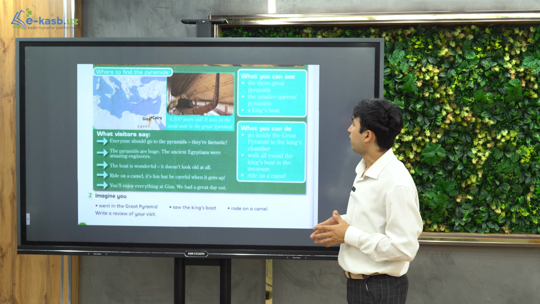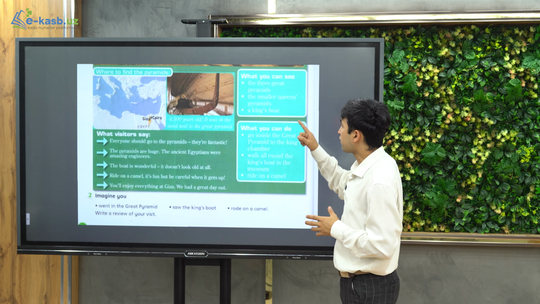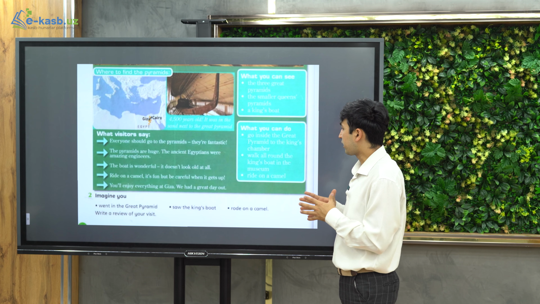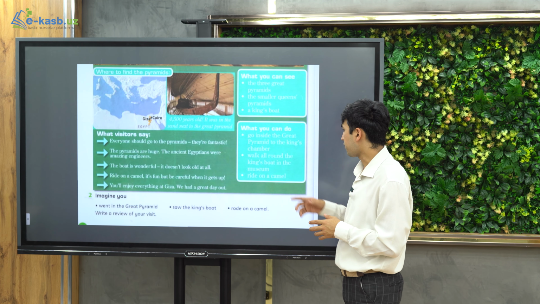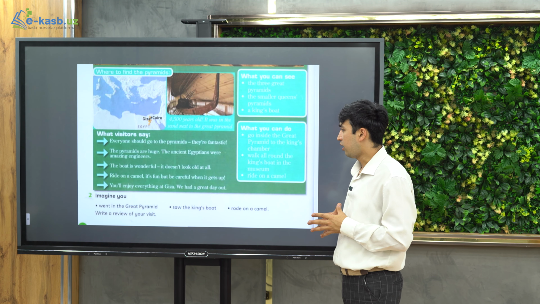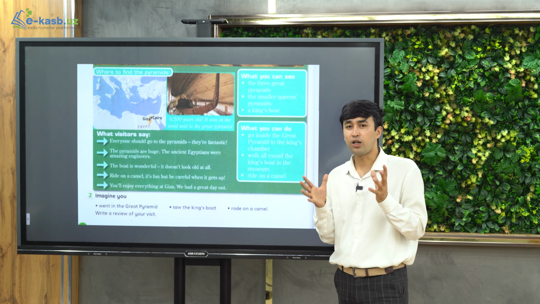What you can see: the three great pyramids, the smallest queen pyramids and a king's boat. What you can do: go inside the great pyramids, the king's chamber, walk all around the king's boat in the museum, and the last one, ride on a camel. So imagine that you are in Giza.